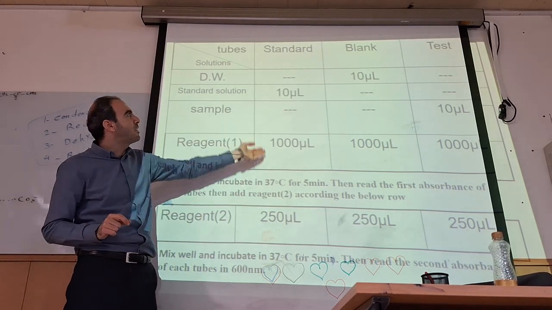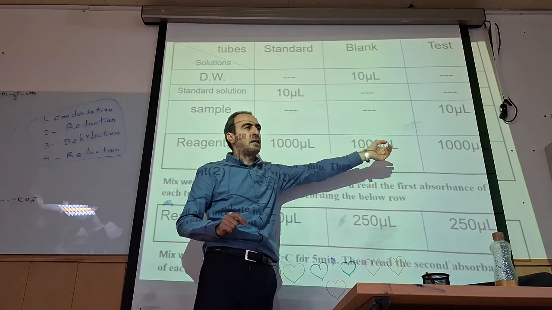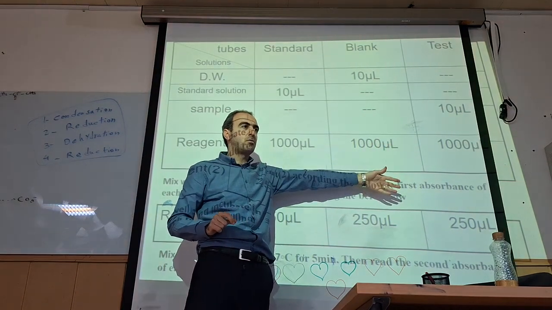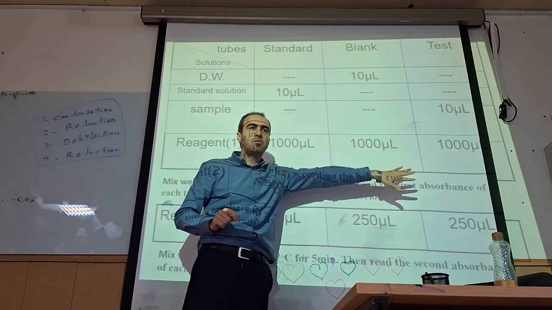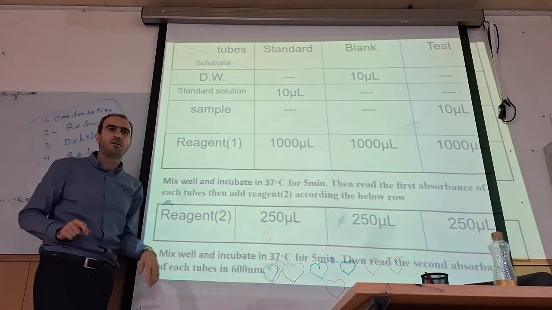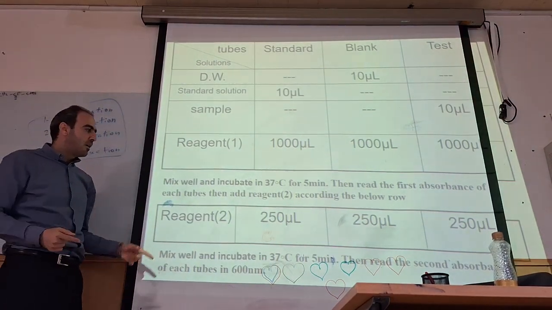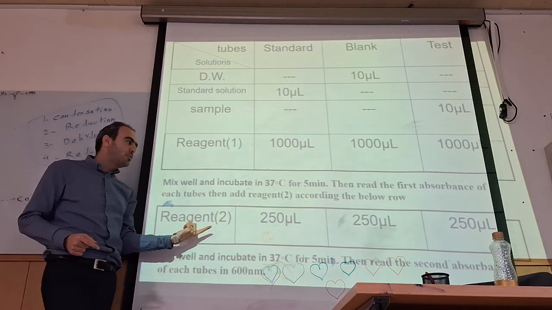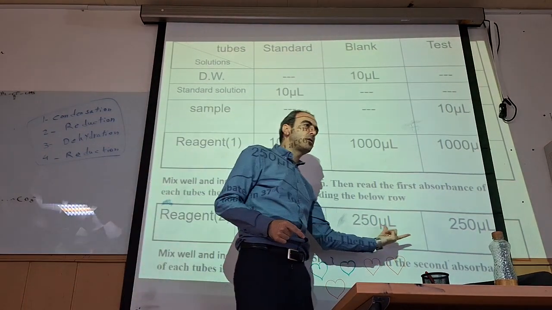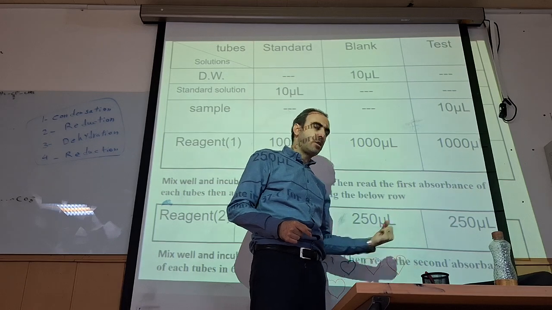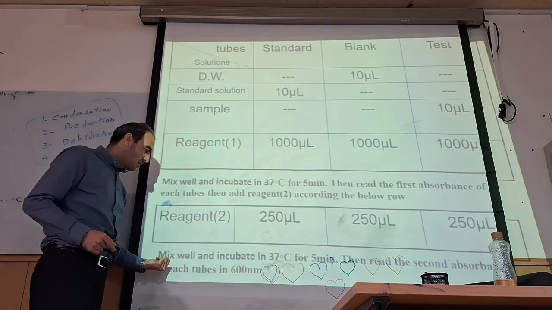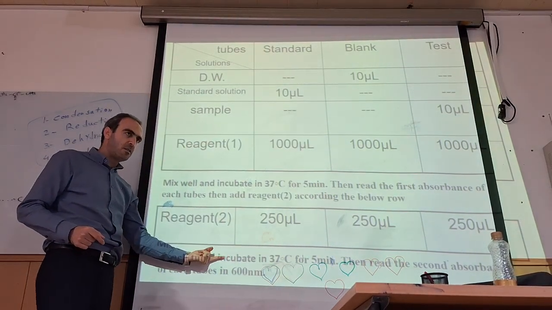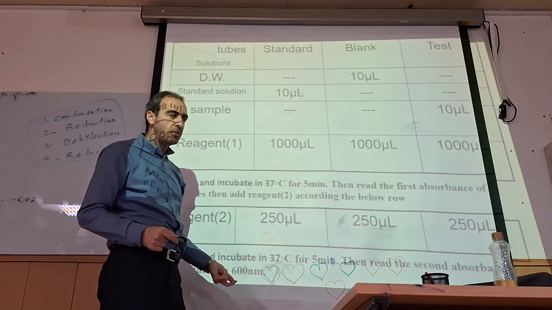So we will read the standard, blank, and test. The blank is equal to 0, just for setting the 0, the standard and sample, isn't it? Then after 10 minutes, we will add the reagent number 2, 50 microliters to each one. Okay? Then again, 5 minutes at 37 or 10 minutes at room temperature.